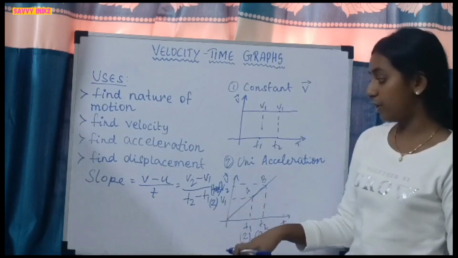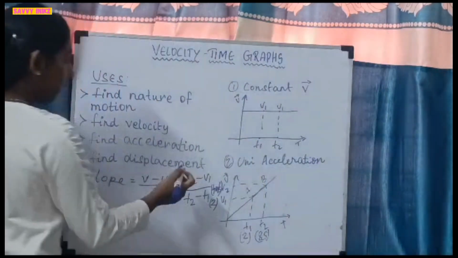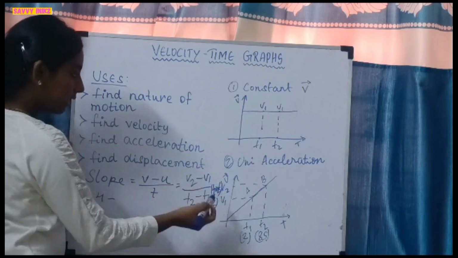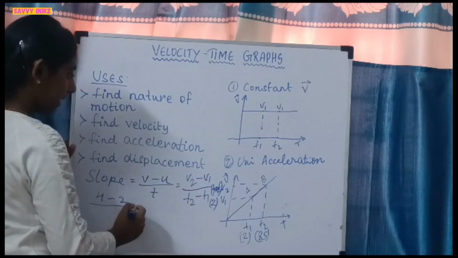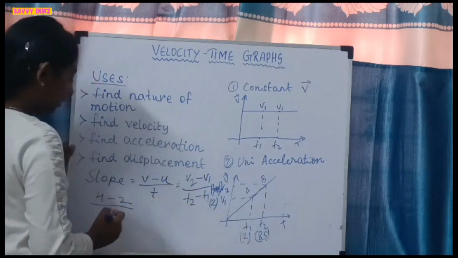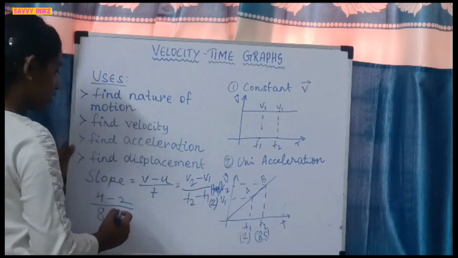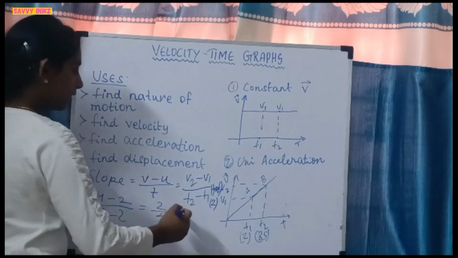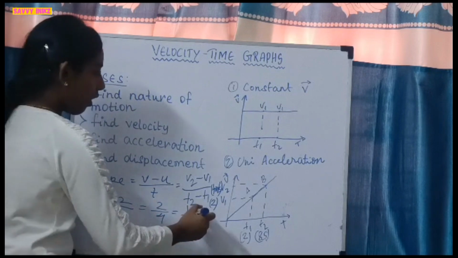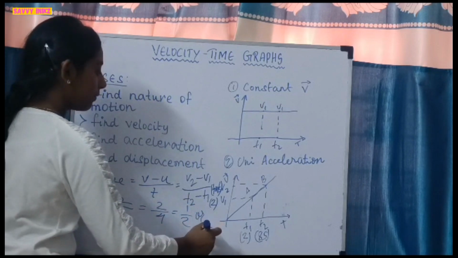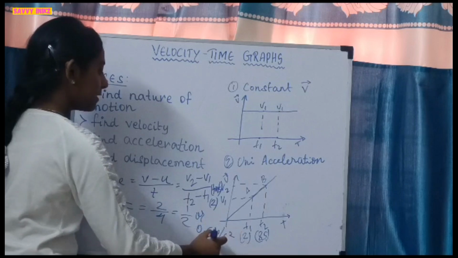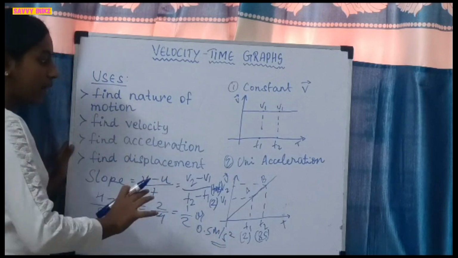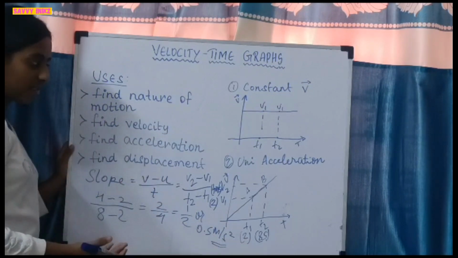So now we are going to substitute in this formula. So v2 is nothing but 4 meter per second. So 4 minus v1, which is 2, divided by, now t2 is 8 minus t1 is 2. So this is nothing but 2 by 4. This 2 by 4 is nothing but 1 by 2 meter per second square or 0.5 meter per second square. Meter per second square is the unit for acceleration. So this is our acceleration value. So we have to find the value of slope to find the value of acceleration.